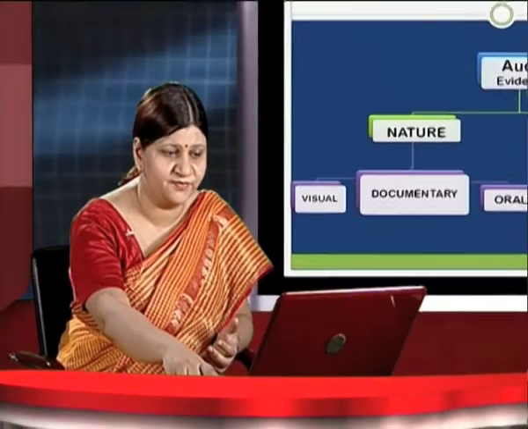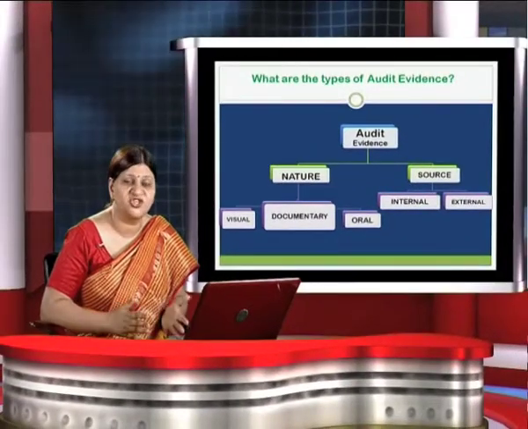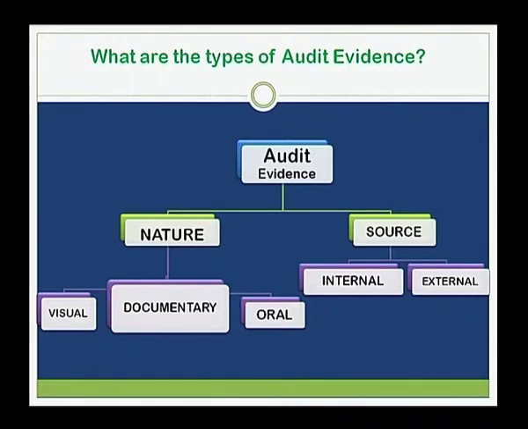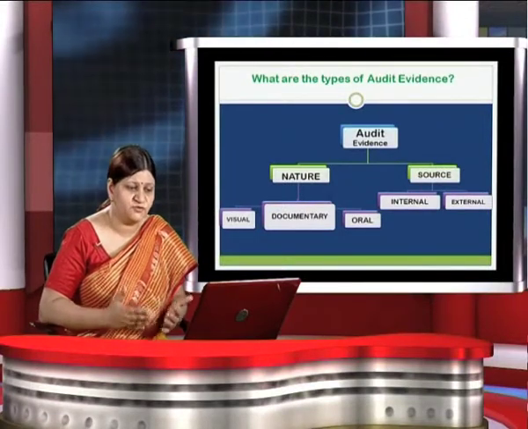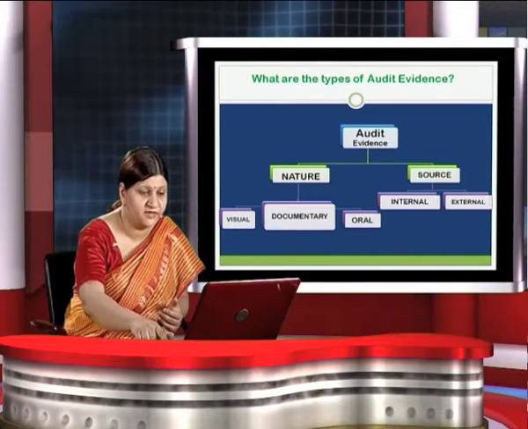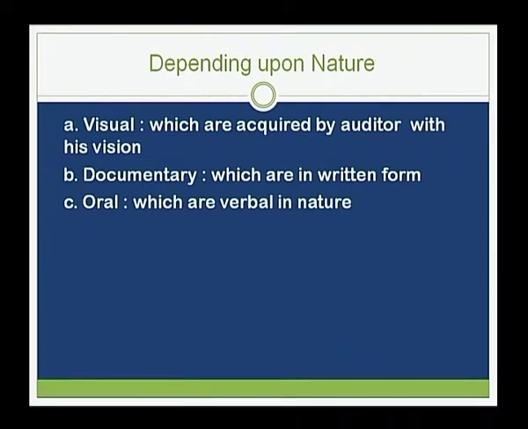Now, what are the types of audit evidences? Let us learn them. Audit evidences are broadly classified into two segments. One is the nature and the other is the source. On the basis of nature, the audit evidences can be visual, documentary or oral, and on the basis of source it can be internal or external. So nature, again we classify them as visual, documentary and oral. Let us learn about them. Here visual means which are acquired by the auditor with his vision. Documentary means which are in the written form, and oral means which are verbal in nature.